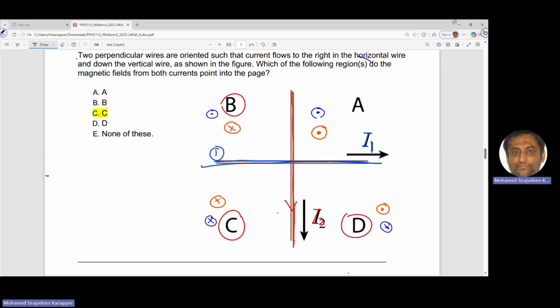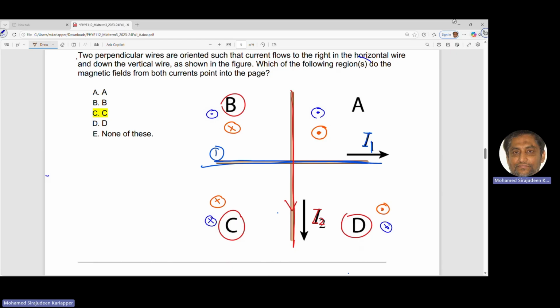It's not like this way. Look, this wire is going in. I'm looking at wire number 2, which is going down. On your right side, it will be out. On your left side, it will be in. So I'm using the red for wire number 2. On the right side of wire number 2, it will be out. On your left side, it will be in. Okay, right. Now you know the answer.